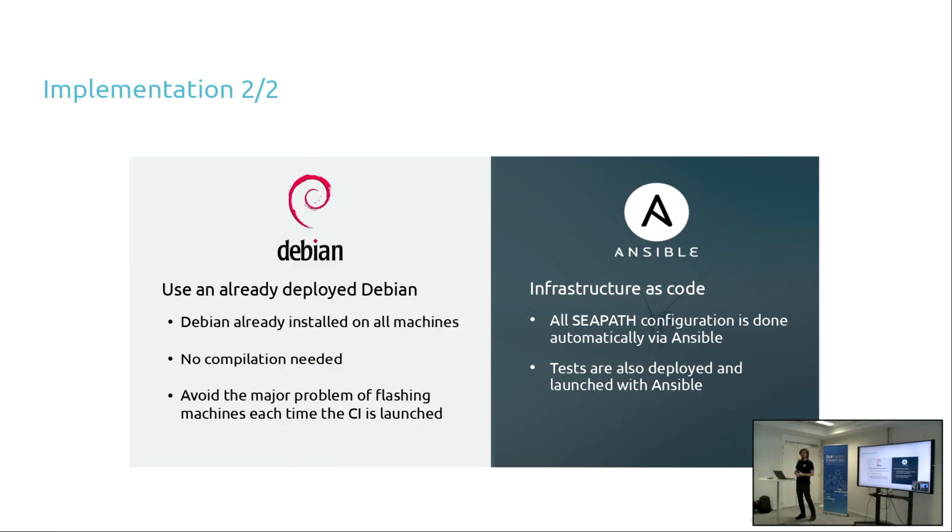Also in terms of implementation, today we have CI running on the Debian part of SEAPATH. We chose to do that first because we can flash all the hypervisors with a Debian version, there is no compilation needed, and we don't have to flash the CI every time we run a pull request, because we can just configure the Debian version. That's how it is built on the SEAPATH project.